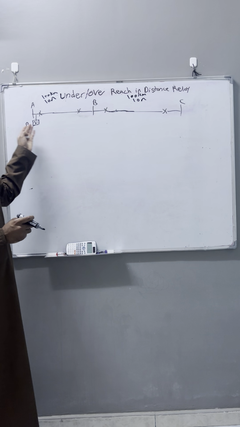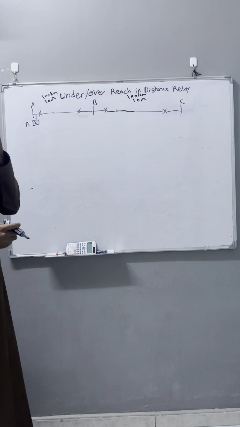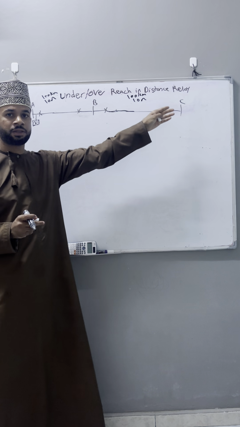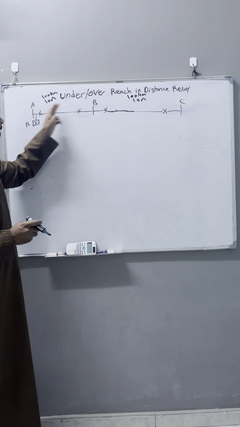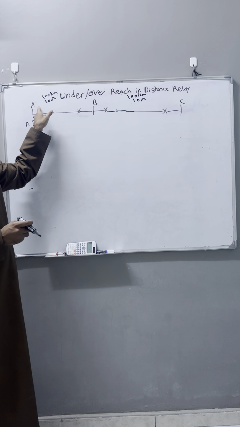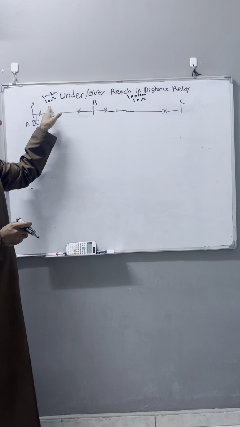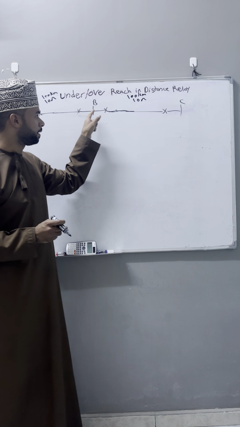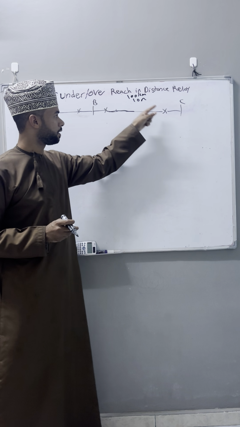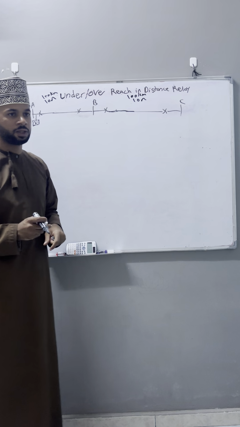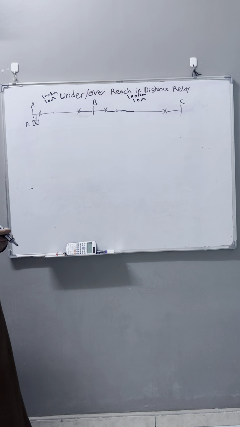Assume we have this small single line diagram. We have substation A, substation B, and substation C. The distance between substation A and B is 100 km, and the impedance required to protect this line is 10 ohm. And from B station to C station, again let's say 100 km, and the impedance will be 10 ohm for 100 km.